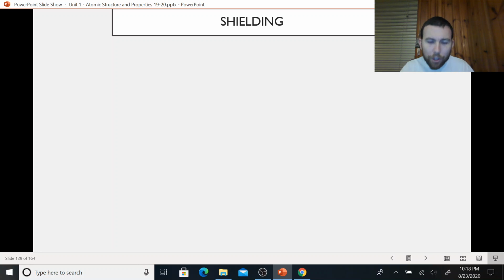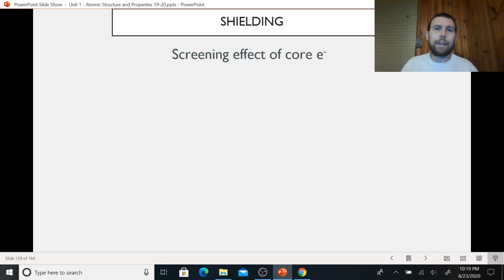Now, the other thing that we have to consider is what's called shielding. Those valence electrons, when they're trying to interact with the nucleus, are going to be repelling each other. And the core electrons are also going to be repelling them. And so that's what leads us into this idea of shielding. This is going to be described as a screening effect of the core electrons, right?